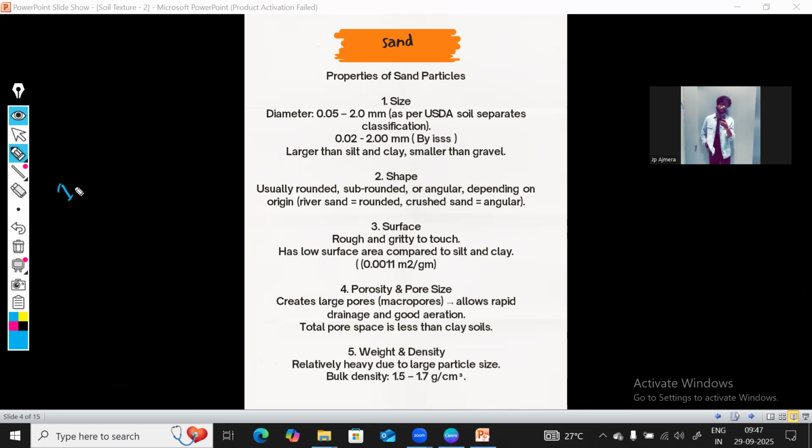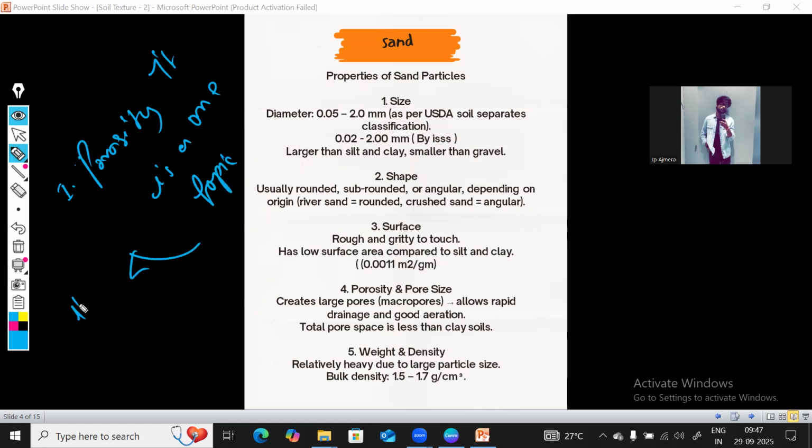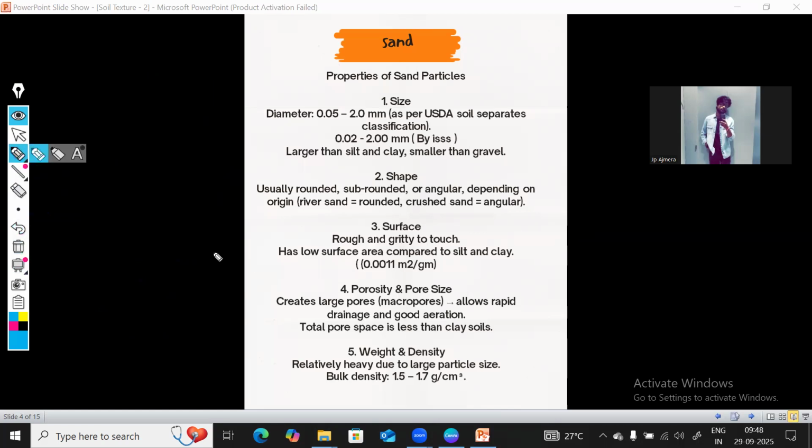One thing I want to say: porosity is one lecture, one topic you can say, so we will cover these things in depth later. If you are not getting it, simply remember one concept: when size reduces, pore space increases. Simple as that. We'll cover these things later in very detail. Here I just want to give you an overview.